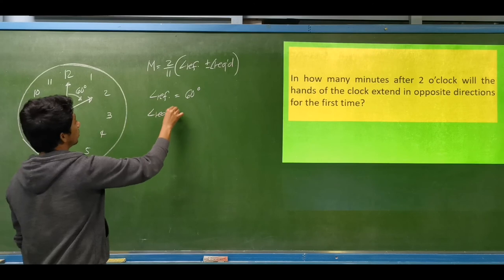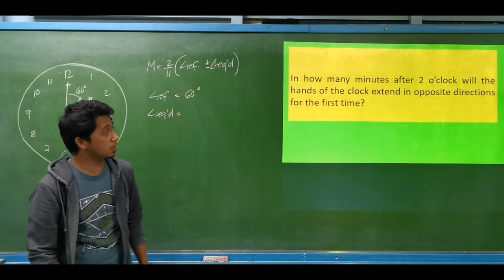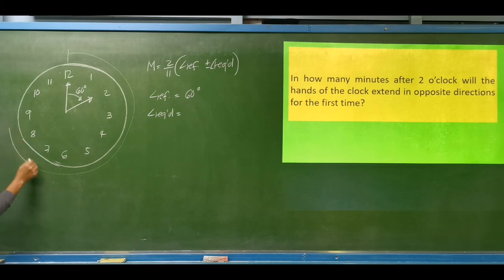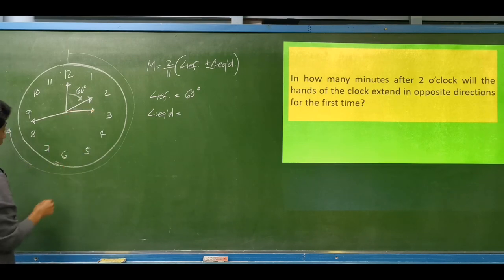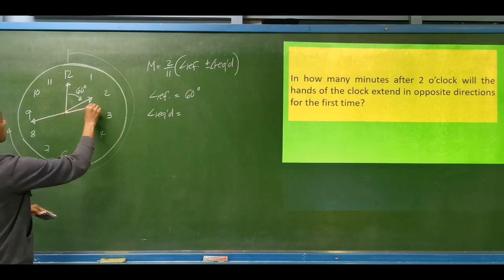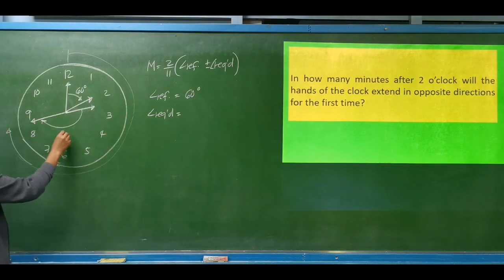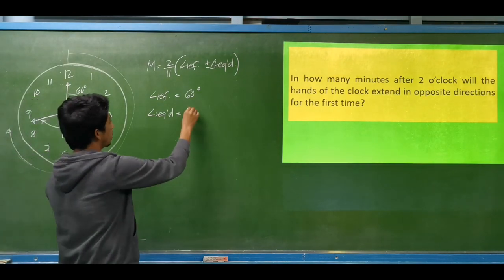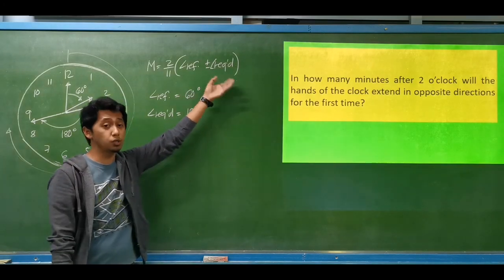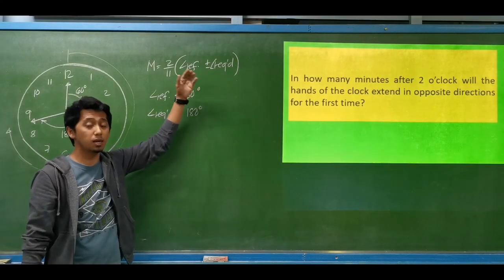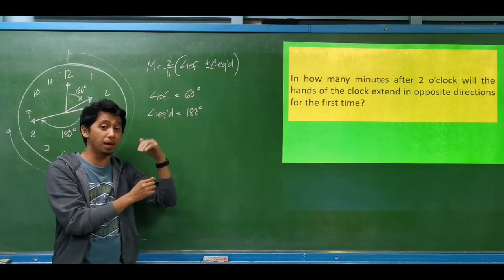What will be our angle required? According to the problem, the clock hands extend in opposite direction. So again, let's say this is the number of divisions to be covered by the minute hand. Let us assume it is pointing in this direction, and the hour hand is pointing in the opposite direction. Since they are now pointing in the opposite direction, they form a straight line. This is 180 degrees. So the angle required is 180 degrees. So the question is, are we going to add or subtract? The minute hand is ahead of the hour hand, so we are going to use plus. Again, we use the plus sign if the minute hand will be ahead of the hour hand.